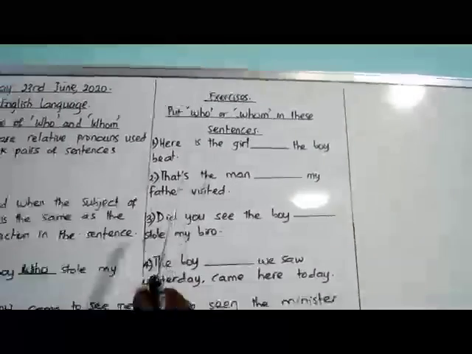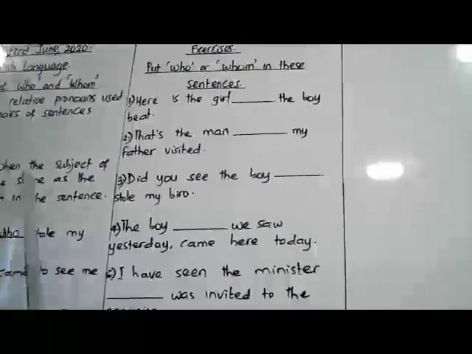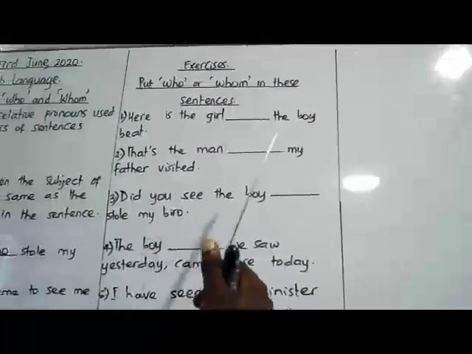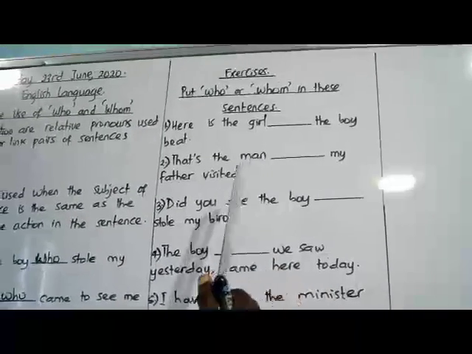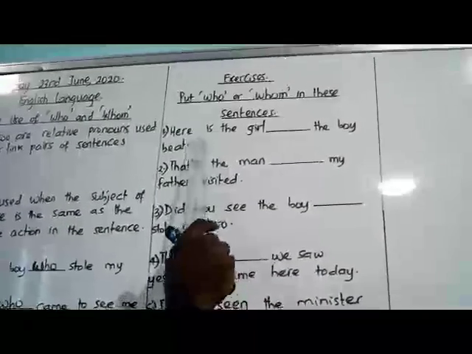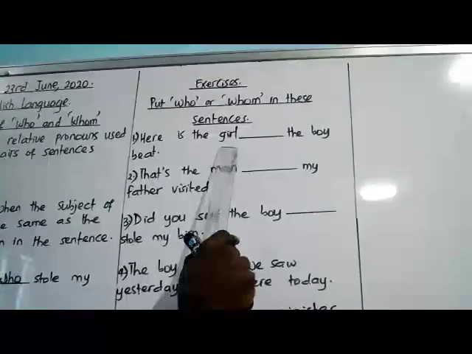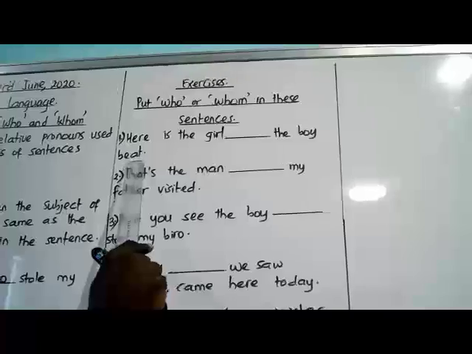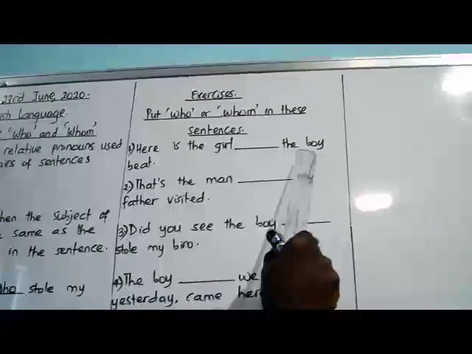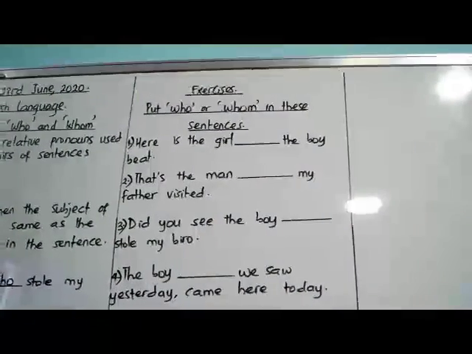Now we have some exercises here, and all you need to do is just to identify the subject and then identify who is carrying out the action in the sentence. With that, you'll be able to use who or whom appropriately. Like we have here, here's the girl, dash, the boy beats. The girl is the subject. The verb of the sentence is beat, and it's another person carrying that out. So you know what to use.